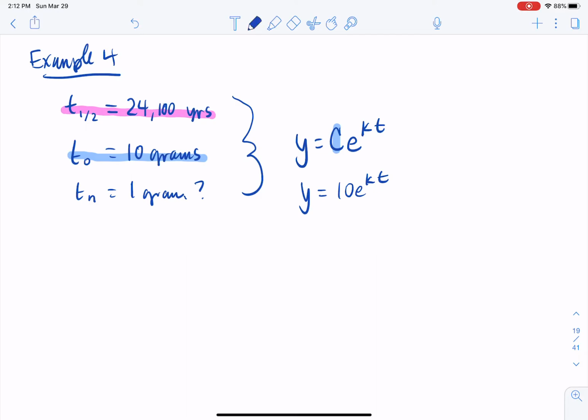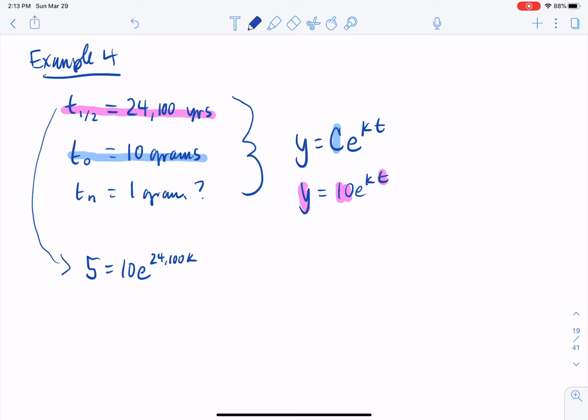And now we're going to use our half-life in order to figure out what our k value is, that constant of proportionality. So I'm going to stick in 24,100 for our time value. And then our y value should be half as big as what we started with. We started with 10 grams, so we should end up with 5, right? So using this half-life idea, I'm going to have 5 grams equal to 10 times e to the k times 24,100, and we're going to solve that for k.